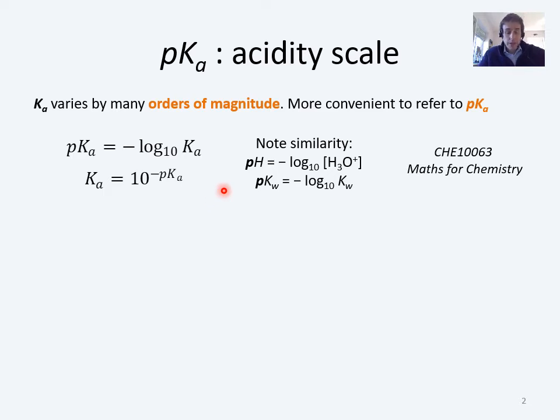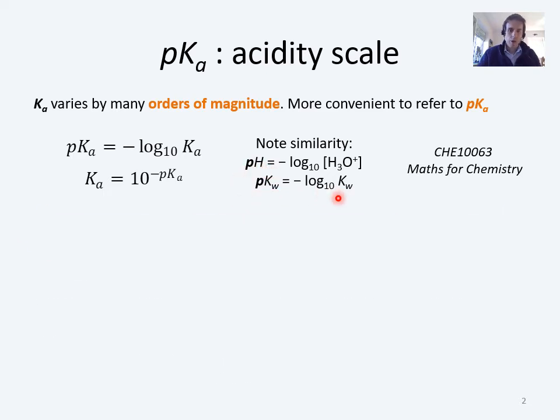And you've already encountered logarithmic scales before. You've already met the logarithmic scale for pH, which is minus log to the base 10 of the concentration of H3O+ ions. We can also extend this to other types of equilibrium constant that we've already seen. For example, Kw describes the autoprotolysis of water, and we can say pKw is equal to minus log to the base 10 of Kw. So basically this p really means minus log to the base 10.